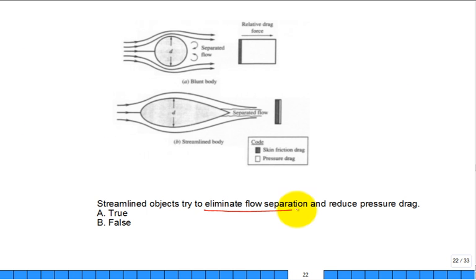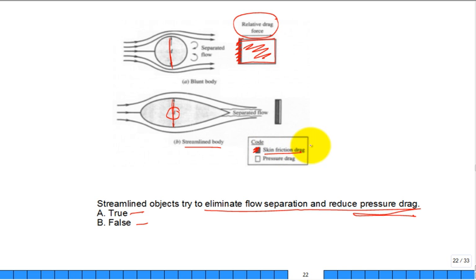Streamlined objects try to eliminate flow separation and reduce the pressure drag. True or false? This is an object of the same thickness, D. One is just a round sphere, one is a streamlined body. What they're showing you by this illustration is that the drag force has a little black region, which is the skin friction, and a bunch of white, which is the pressure drag. Where the object is streamlined, there's not such a large total drag force, and most of it is the black, indicating skin friction drag, and very little is the white pressure drag. So a streamlined object has not only a smaller magnitude of drag force, but the drag force is almost all due to skin friction if it's a very good streamlined object.